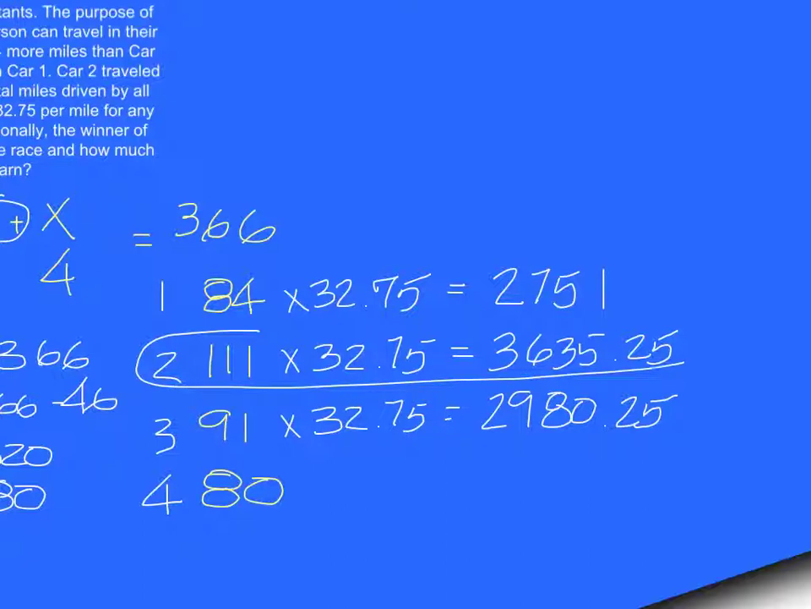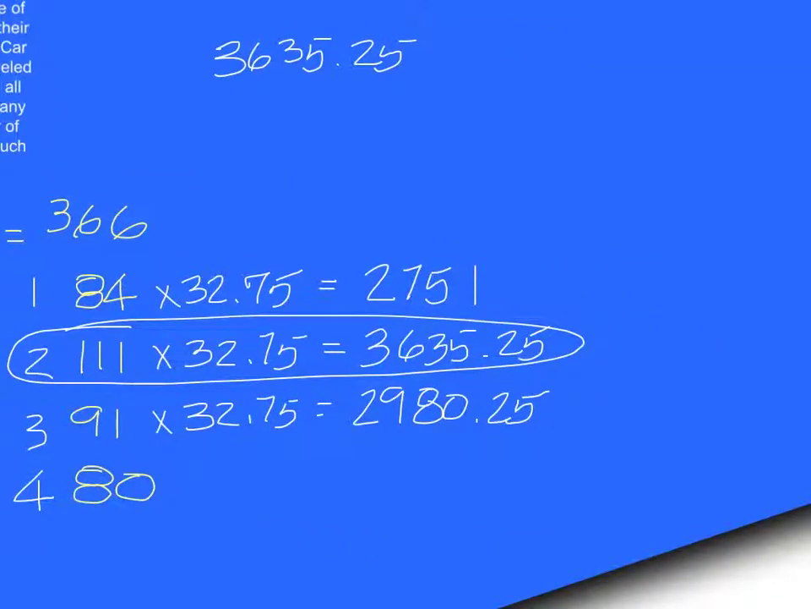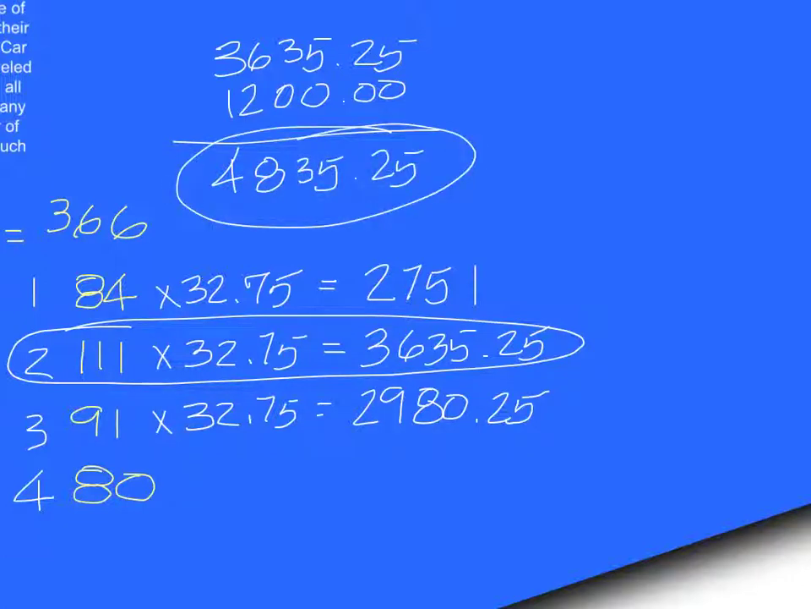Car 2 won the race, so what we have to do is 3,635.25, and then we have to add to that $1,200. So we'll come back over here and add $1,200 to this. Come up with an answer of $4,835.25. You must indicate this total amount, and you must indicate that it was car 2 that won the race.